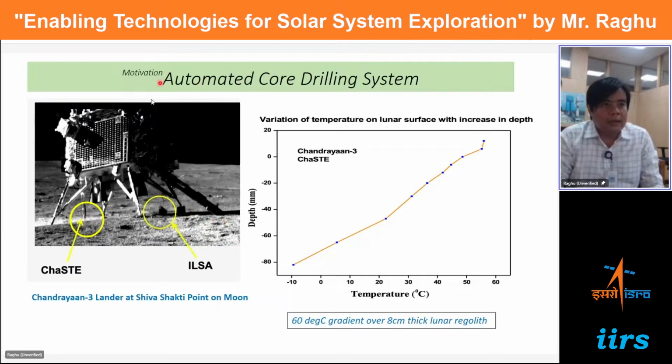Another area is, having done up to 10 centimeters of the surface, we should drill further and try to understand what is below. What is the composition, what is the temperature difference? That is the area for core drilling systems, because the deeper samples should be studied.